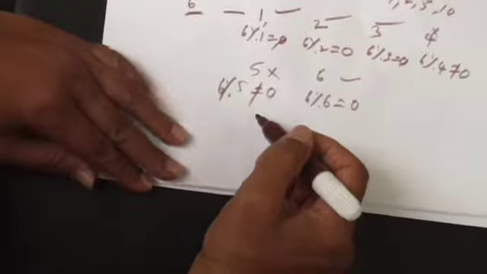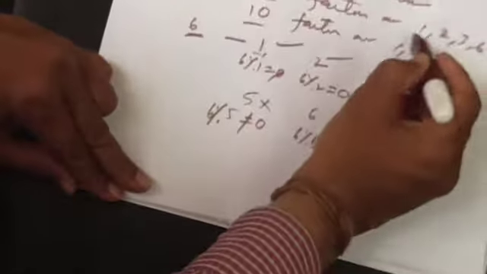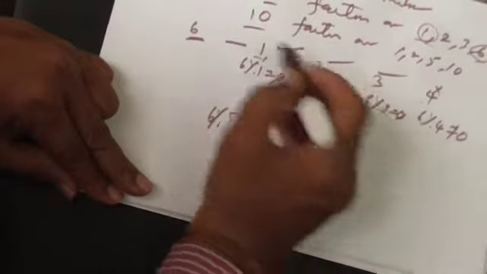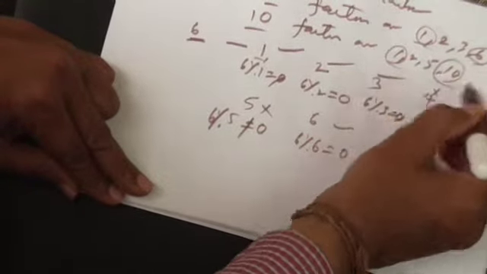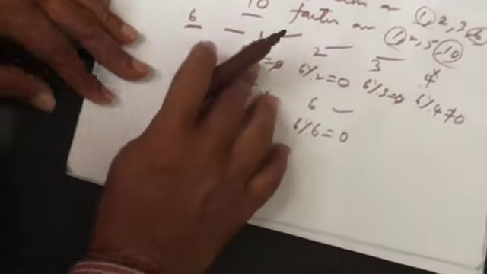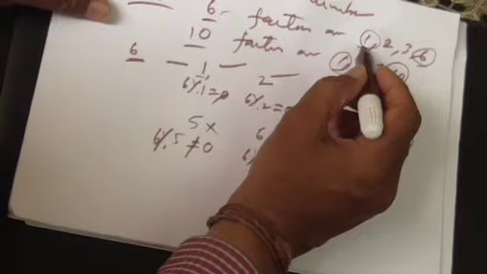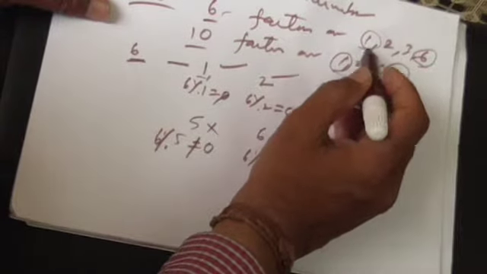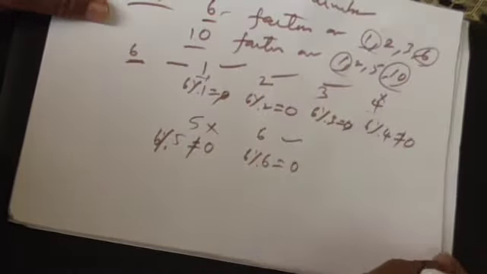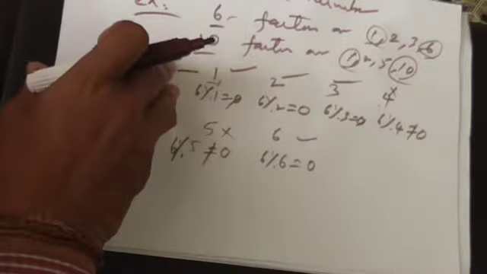So for any given number, 1 and the number itself is a factor. For 10, 1 and 10 itself are factors. But our idea is to print the factors for a given number. For a given number, you always have to start checking all the numbers beginning with 1 up to that given number. So if you want to write a C program or a C++ program, the logic is very simple.